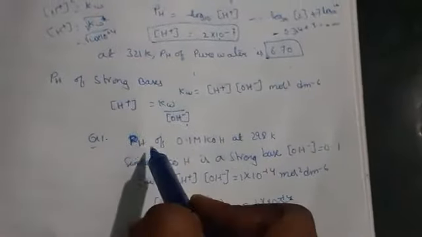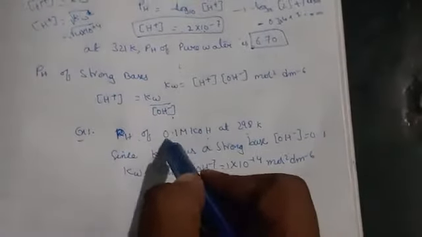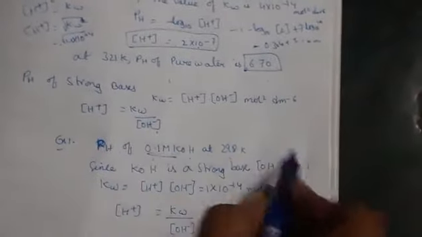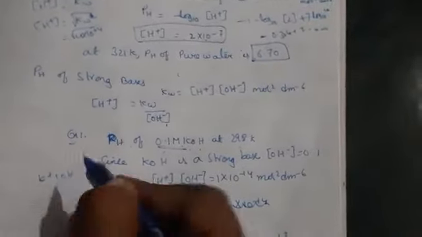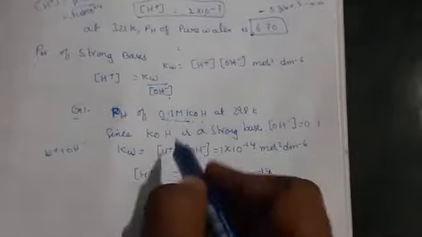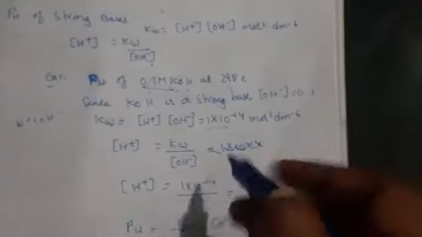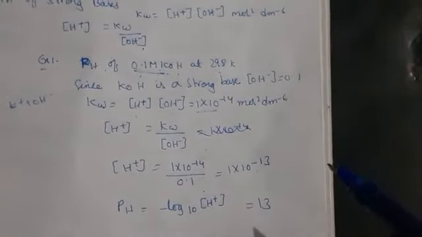Let us consider one example: the pH of 0.1 molarity KOH at 298 Kelvin. Here they have given the compound at 0.1 molarity. KOH is a strong base, so for OH-, in KOH, K+ and OH-, the OH- value will be 0.1. Okay. When you take Kw, H+ times OH-, the value is 1 × 10^-14. Now substitute in this formula: Kw is 1 × 10^-14 divided by 0.1. You are going to get 1 × 10^-13.